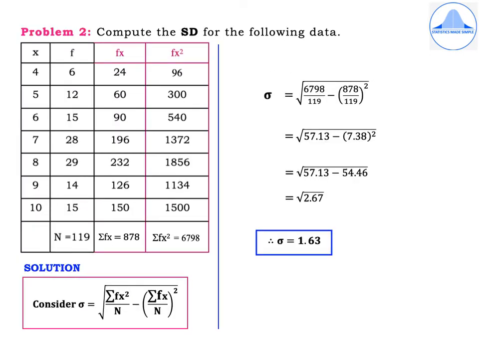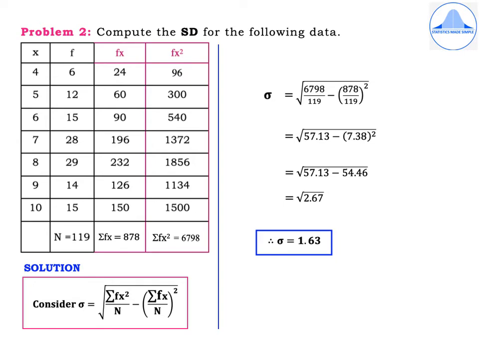Problem 2. Compute the standard deviation for the following data. In the first column, the x values are 4, 5, 6, 7, 8, 9, 10, and the corresponding frequencies are 6, 12, 15, 28, 29, 14, and 15. So the given data is discrete data. The first step is to find out capital N, which is the sum of the frequencies, which is 119.